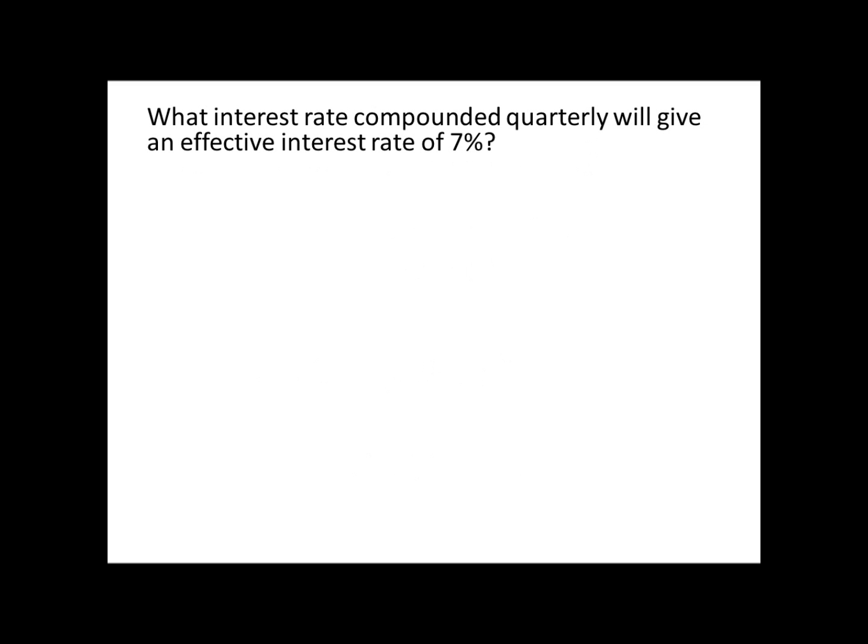Now, here's a tough question actually. What interest rate compounded quarterly will give an effective interest rate of 7%? So if you think back to that table that I showed you, if we compound quarterly, we can act like it's simple interest if we get the rate correct.